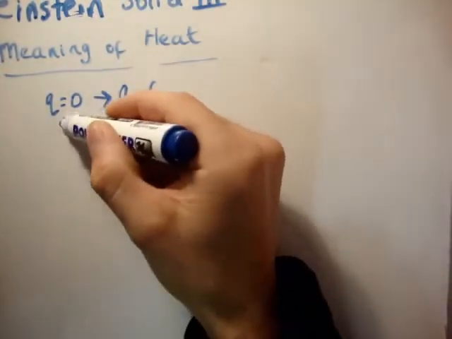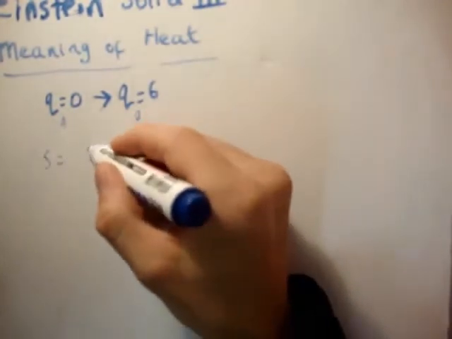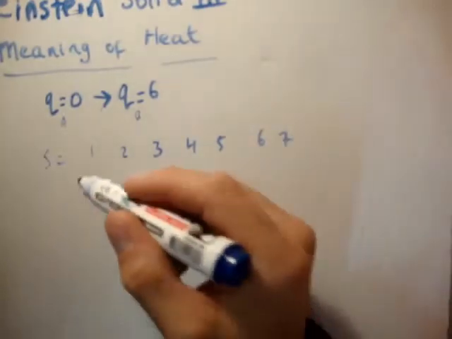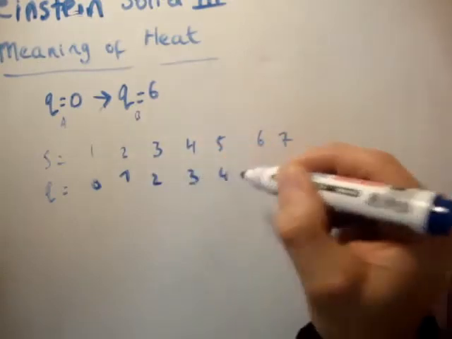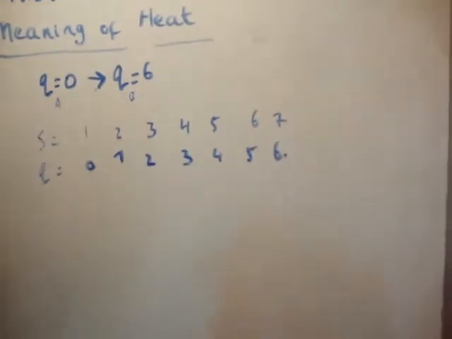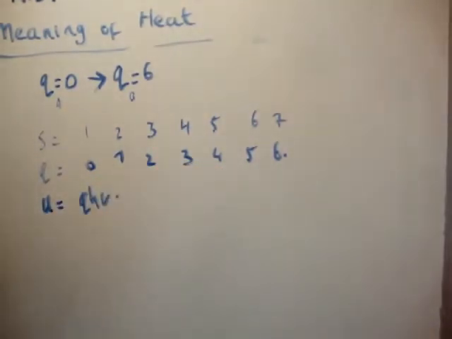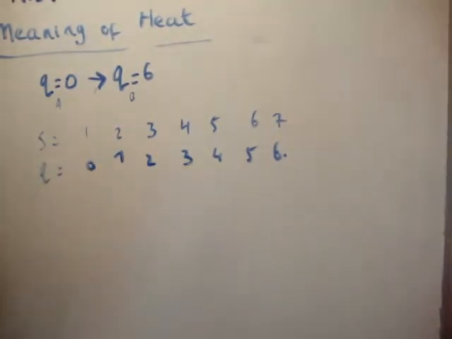So that means there are 7 possible macro states for the system. You can think of Q sub A or Q sub B, but for argument's sake I'm going to go with Q sub A. So the macro states 1, 2, 3, 4, 5, 6 and 7 correspond to Q equals 0, 1, 2, 3, 4, 5 or 6, where U is equal to Q times h nu, where nu is the frequency, or U equals Q times hf, whichever one you want. So that is the energy of the system.